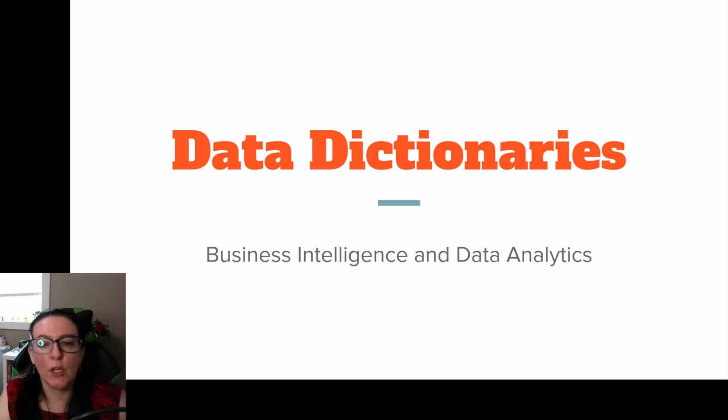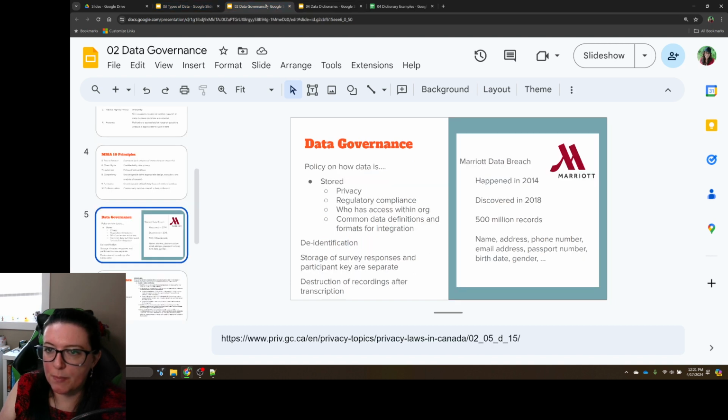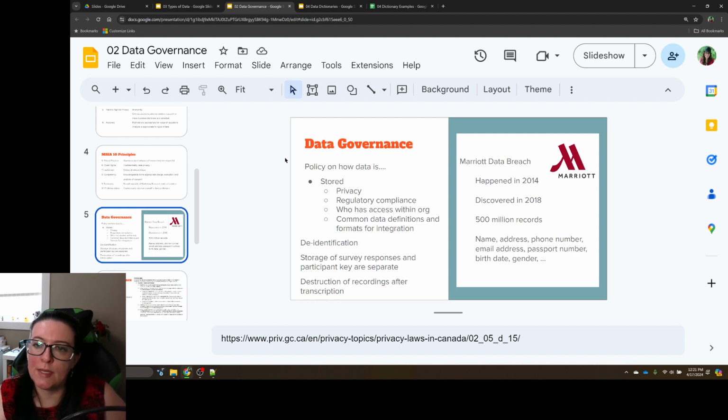In this video, we're going to look at how to create a data dictionary. So I'm just going to exit out here for a second. In a previous video, we talked about data governance. And data governance is one of the policies about how you collect, store, and destroy your data. And we talked about how in data governance, you need to have a common data definition and formats for integration. So you figure out how you're going to store your information.